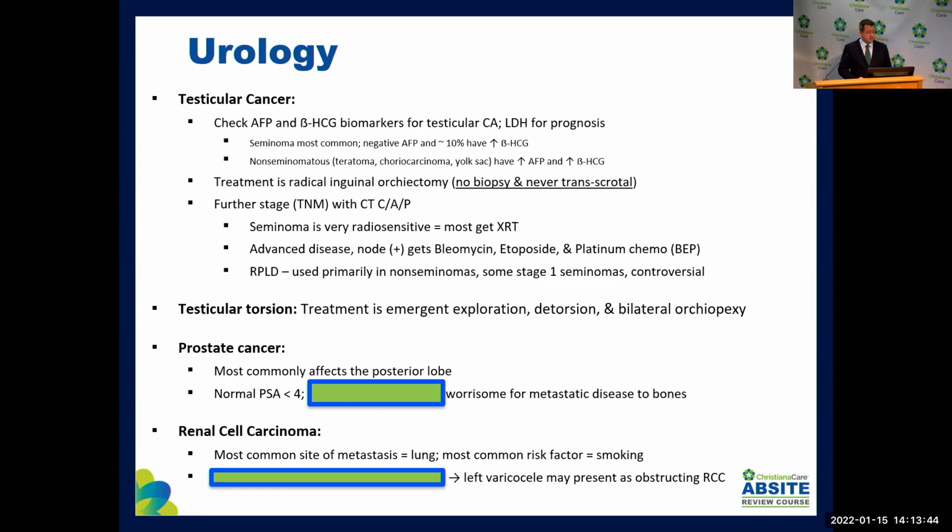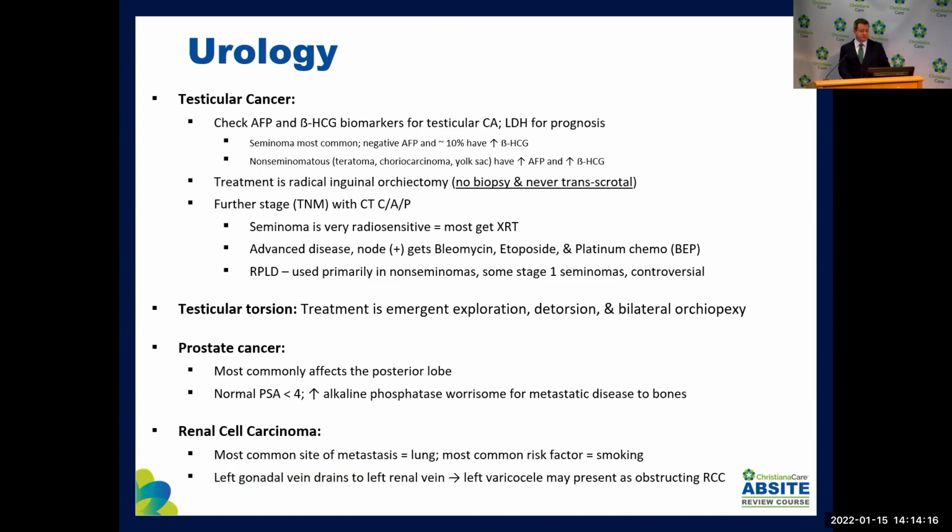Prostate cancer most commonly affects the posterior lobe. A normal PSA is less than 4, just in case they don't give you that reference on ABSITE. Increased alkaline phosphatase is worrisome for metastatic disease to the bones. Renal cell carcinoma, the most common site of metastasis is your lung, and the most common risk factor is smoking. There's one interesting question stem one year about a left varicocele. Why may that actually be an obstructing renal cell carcinoma? Excellent. Yep, the left gonadal vein drains to the left renal vein.